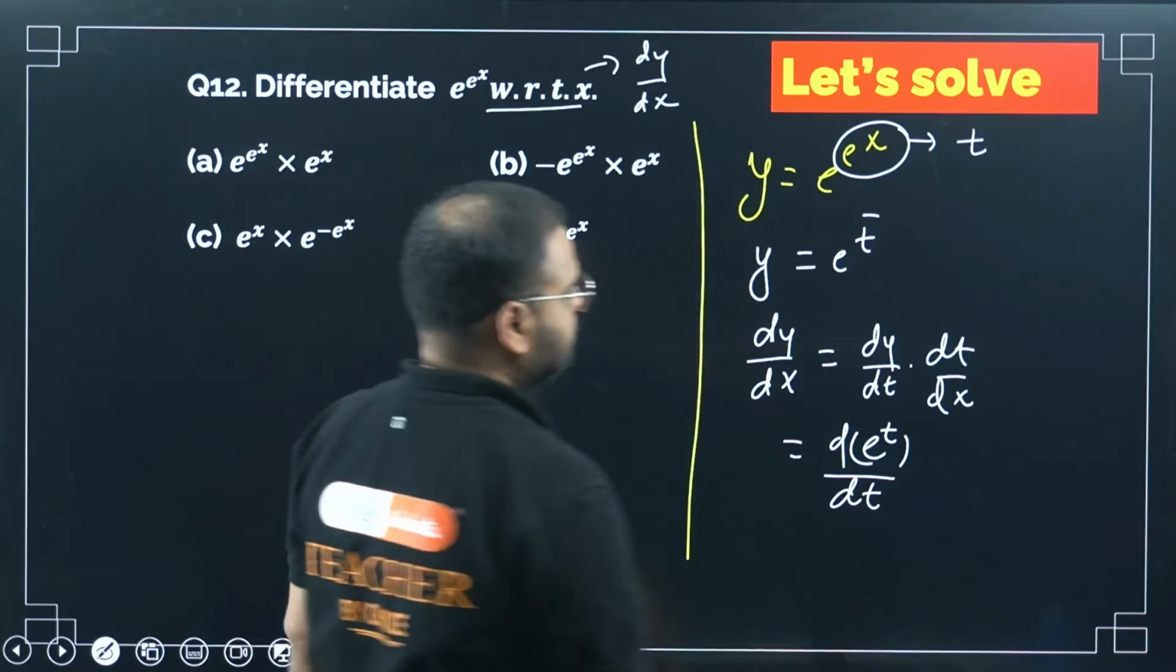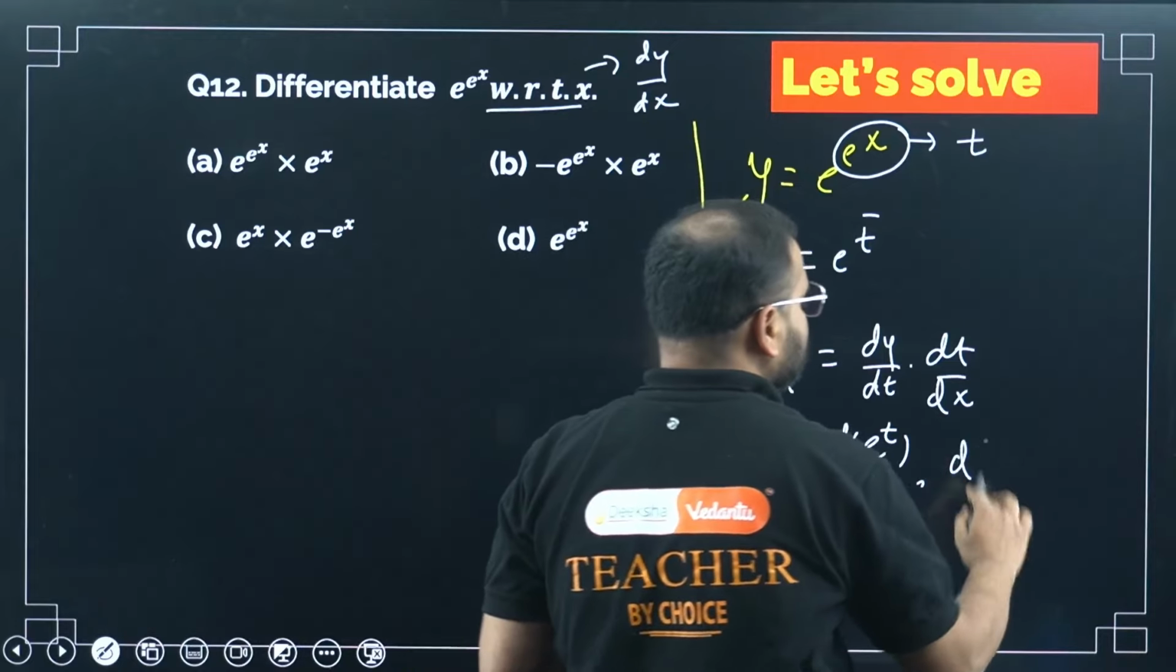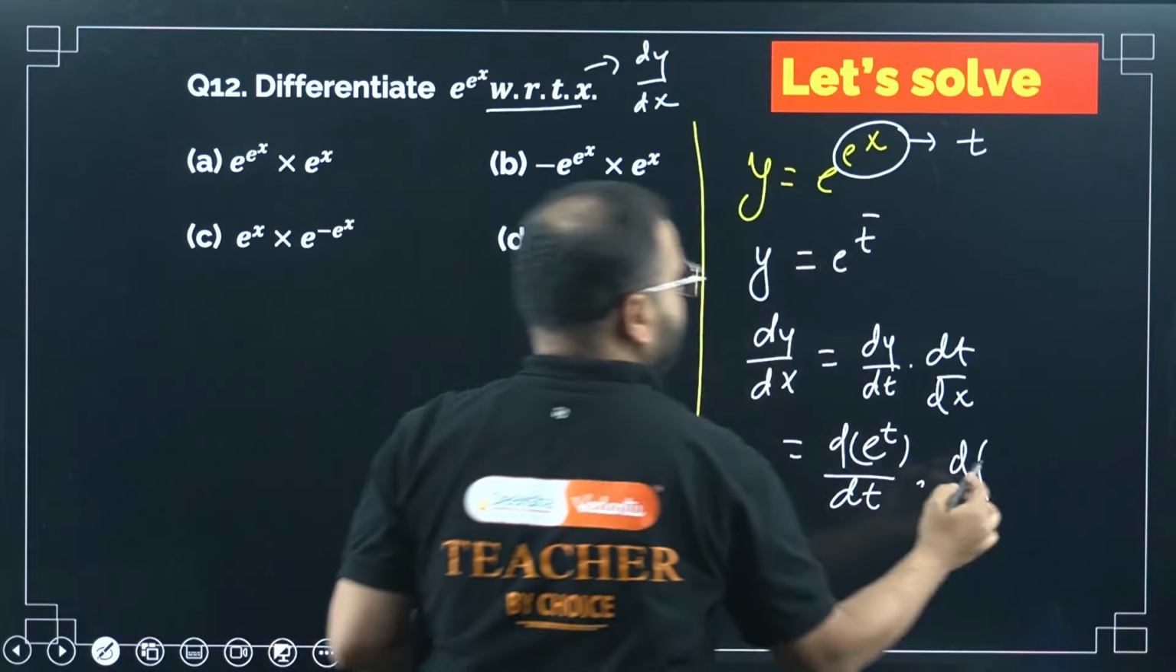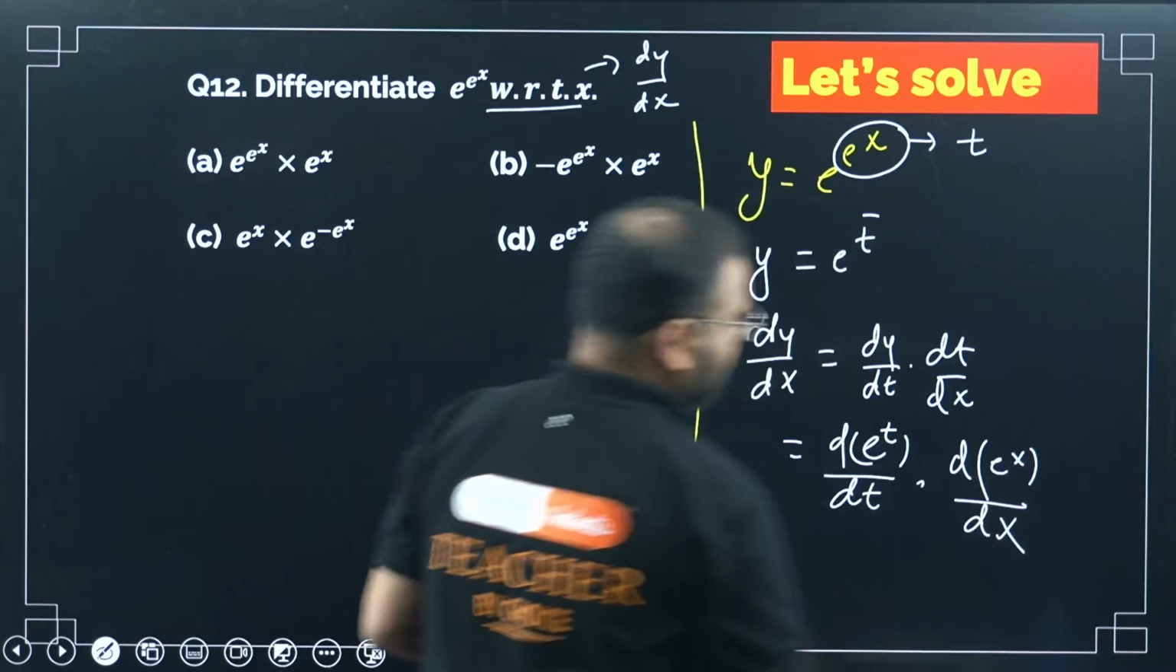Correct. Times of d of t. How much is t? T is e power x. So substitute it back. E power x to the power base dy by dx.